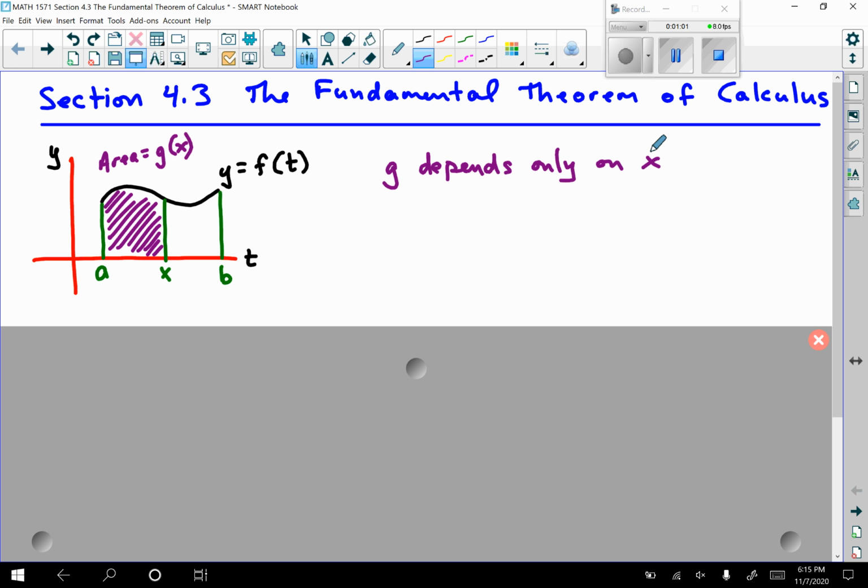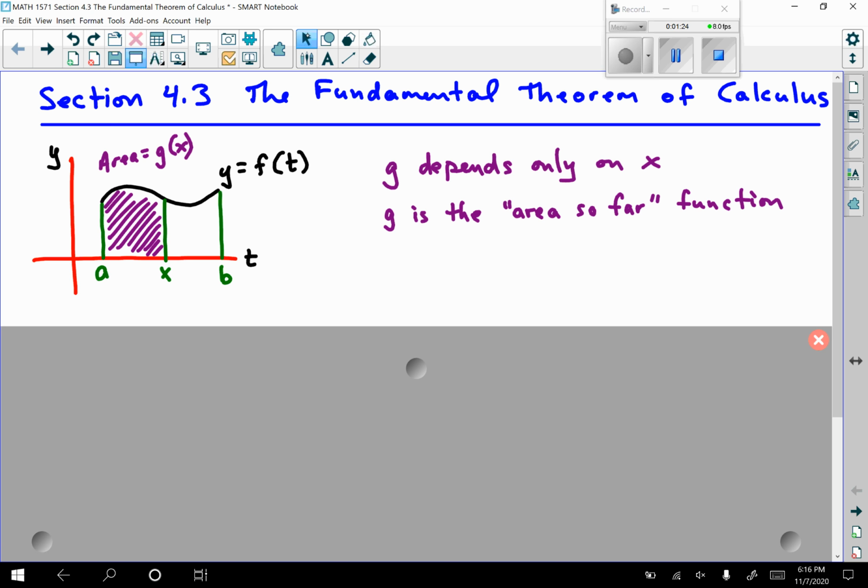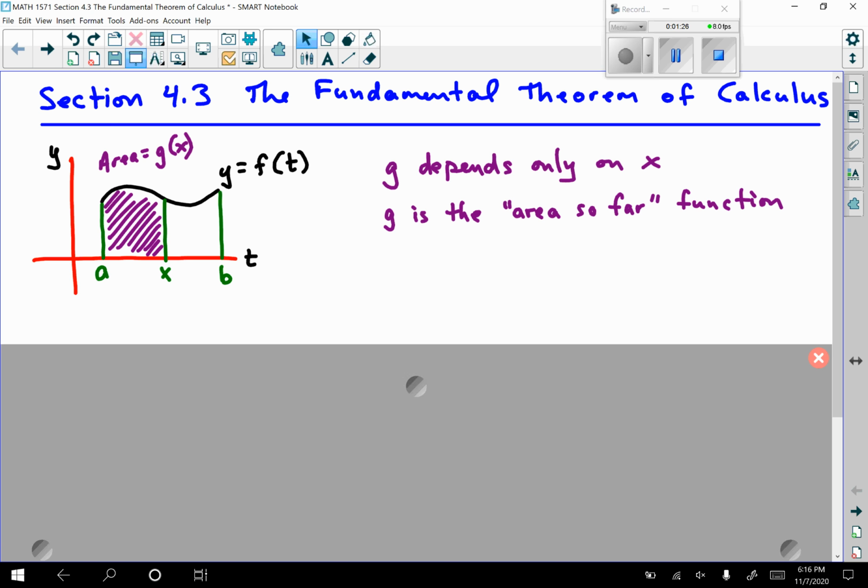And we're going to call this the area so far function. It's the area we have so far, but we're going to call it a function. So g of x is the area that we have so far, and we're referring to it as a function. So this is the fundamental theorem of calculus part 1.